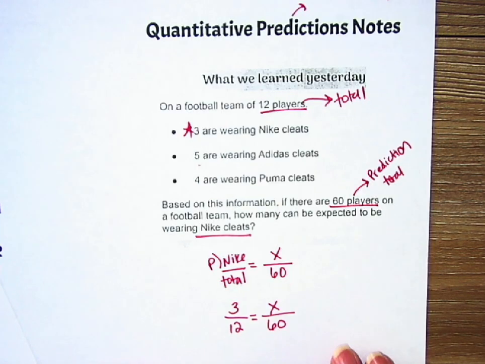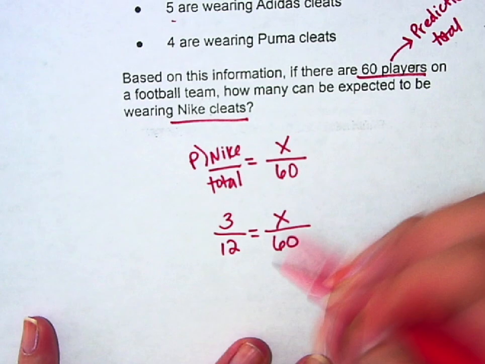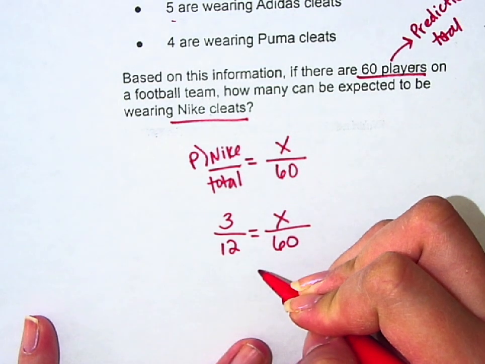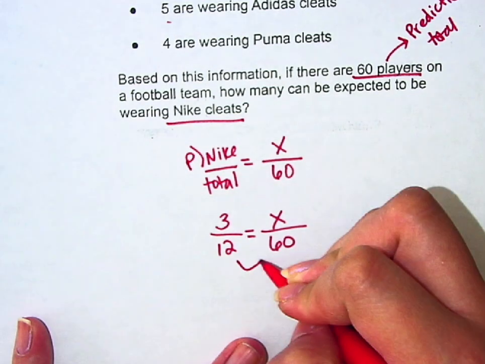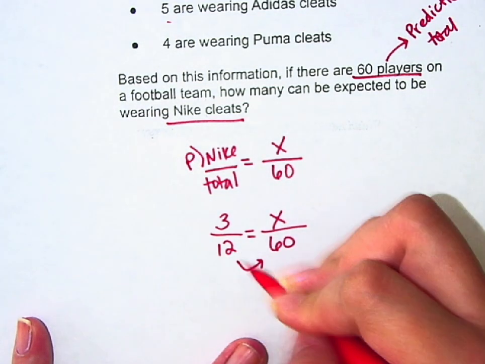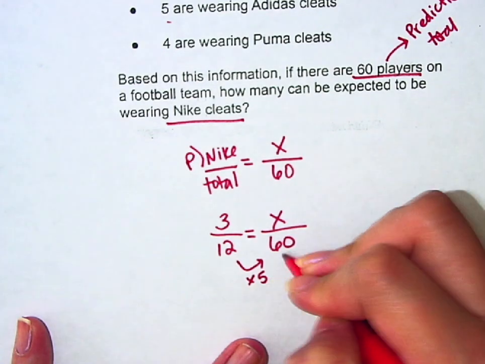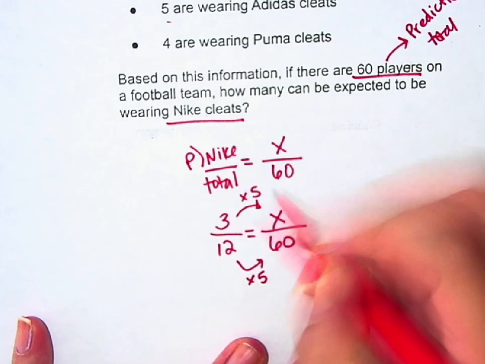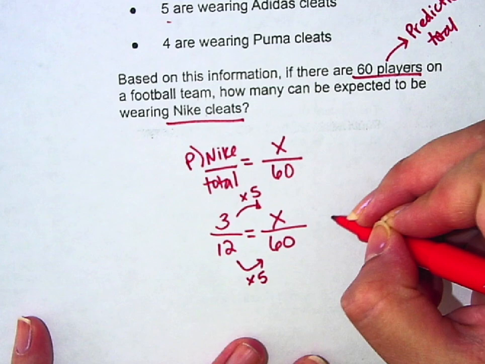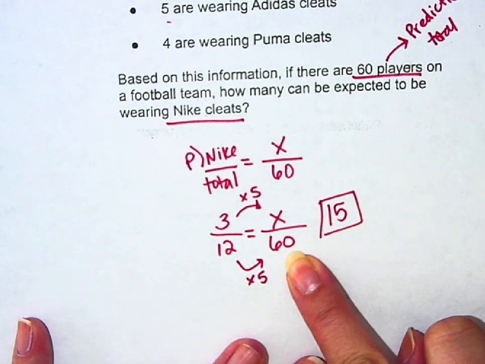Okay. So there's 2 ways you can solve this. This sets us up for the baseball method, cross multiply and divide, or you can find the relationship. I'm going to do both ways just so you can see it. The first way I'm going to do is the relationship. 12 times something is going to give me 60. I know that 12 times 5 is equal to 60. Whatever I multiply on bottom, I have to multiply on top. So 3 times 5 is 15. So my answer is going to be 15. 15 out of 60 people will wear Nikes.